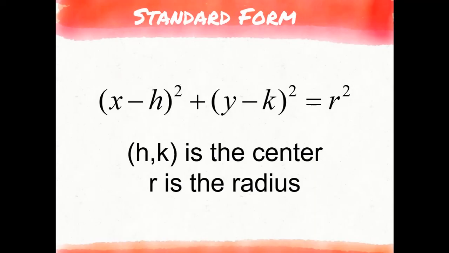The standard form of a circle looks like the following. We have (x minus h) squared plus (y minus k) squared equals r squared. H and k are the center of the circle, and r, of course, is the radius of the circle. Notice how it's going to be squared. So when we see an equation, we're going to have to square root the number on the other side to get the actual radius of the circle. Not hard to graph these circles. They're actually quite easy to graph.